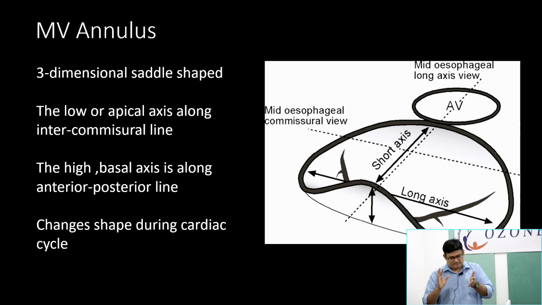And the shape of the mitral valve is continuously very dynamic. It changes shape during systole. It maintains its saddle-shaped structure, whereas in diastole it becomes flatter and more planar, and it moves towards the apex.